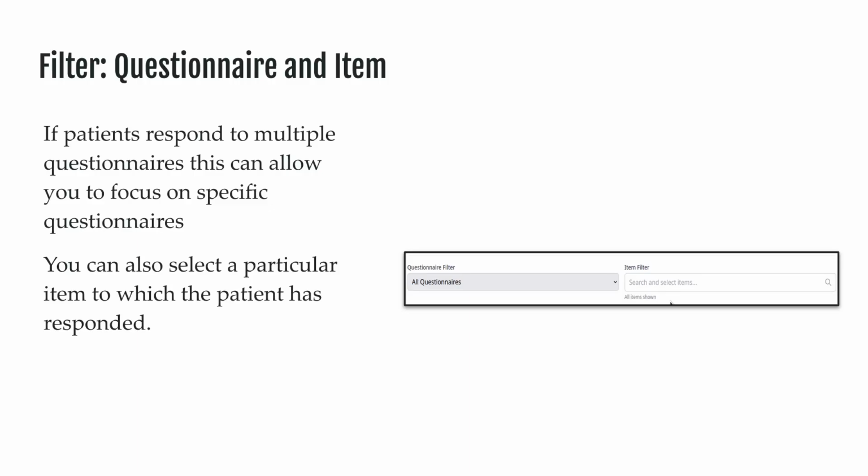The next type of filter that is available is a questionnaire filter and an item filter. This actually allows you to filter down or drill down by a particular type of questionnaire or a particular type of item that the patient has responded to.